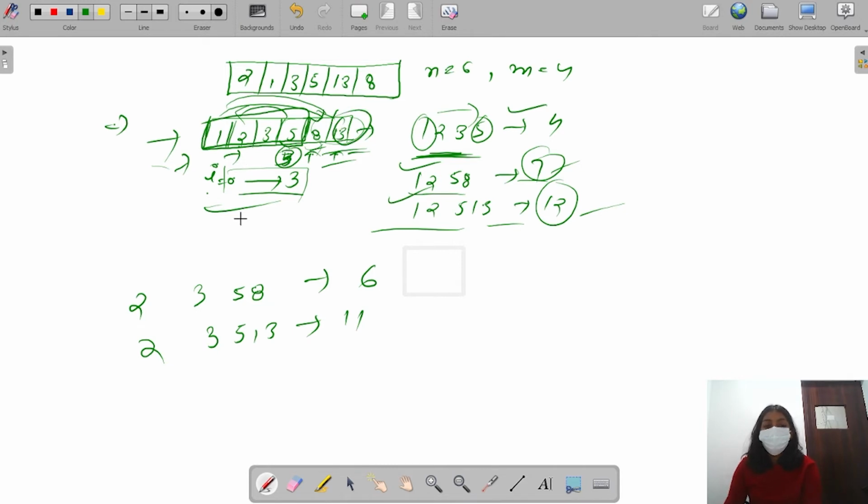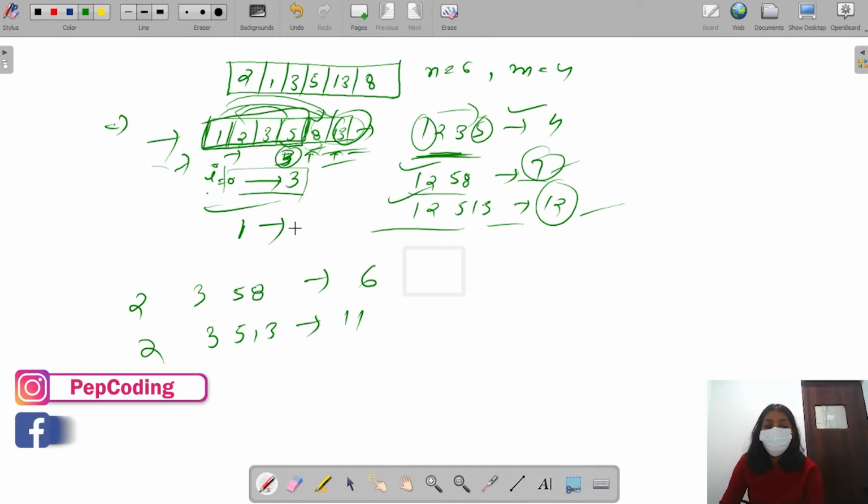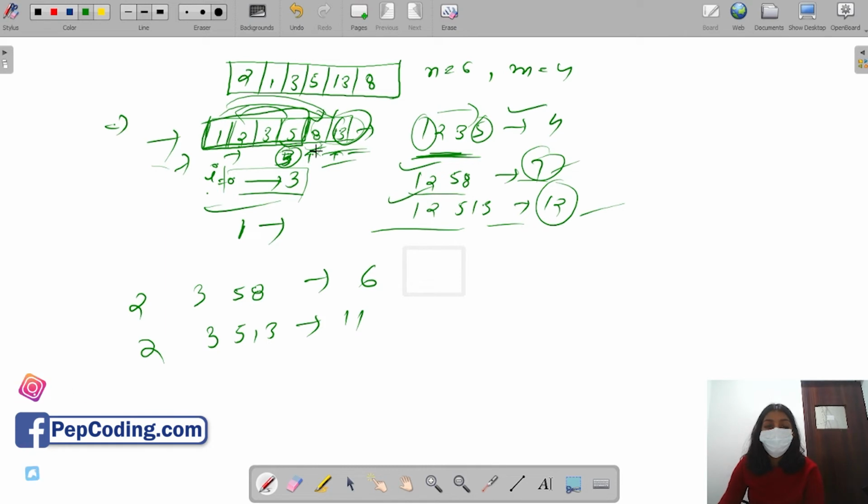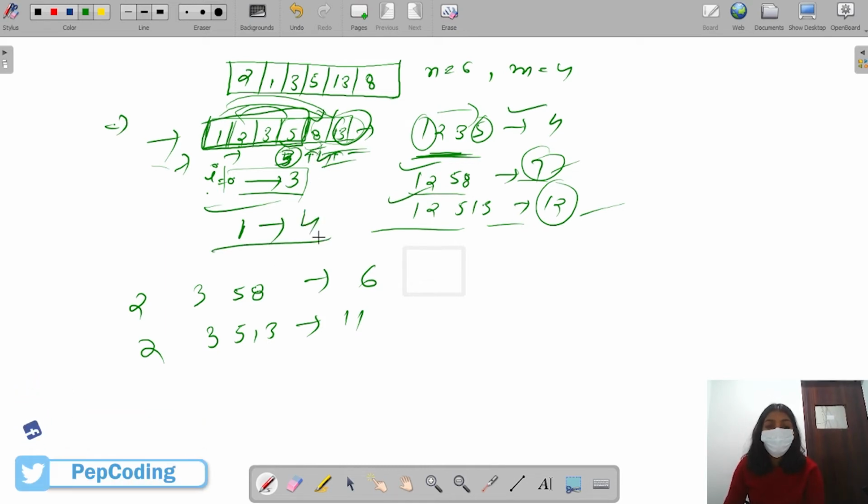Again, i here is equal to 1 and m plus i is equal to what? 1 plus m is 5, and 5 minus 1 is 4. So I will be making a frame for 2, from index 1 till 4 only.